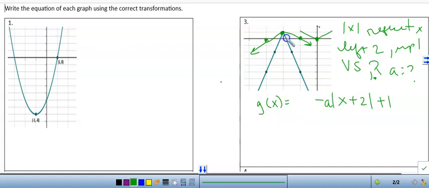For example, it looks like a point on this graph is -1, -5. So what I can do is plug that in for x, -1, and plug that in for y, in this case g of x, -5. And then that will give me a chance to solve for -a. That's one way of doing it.